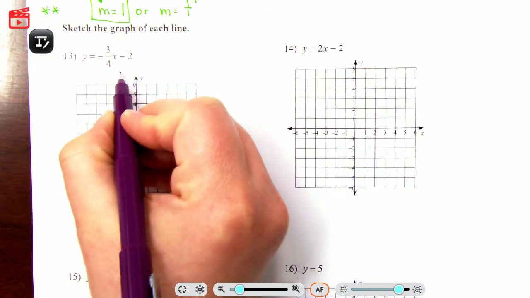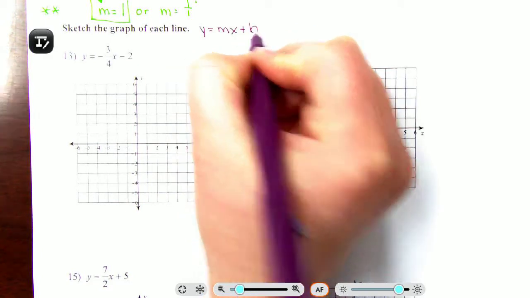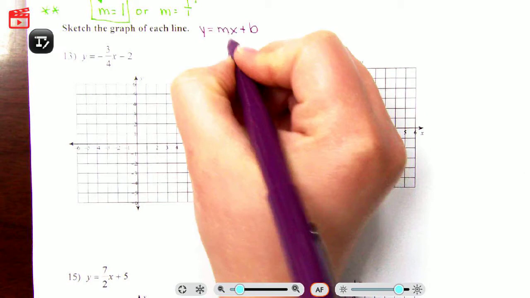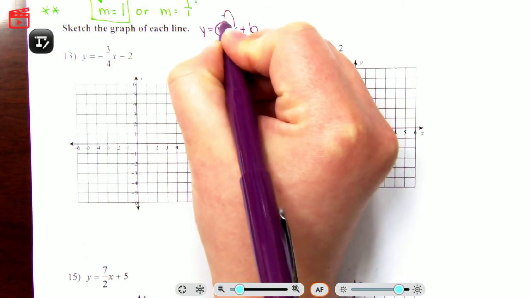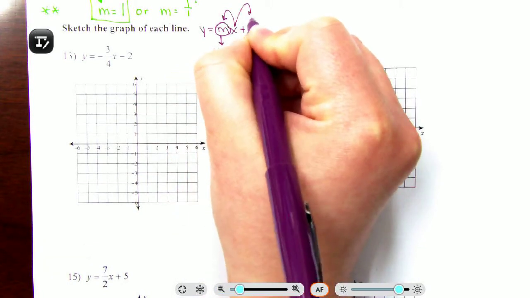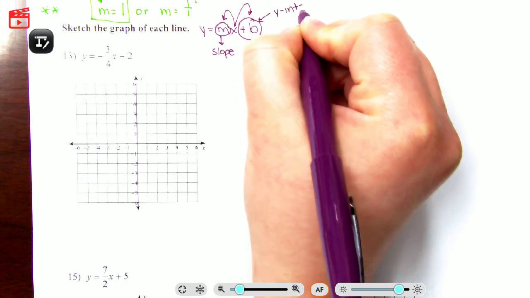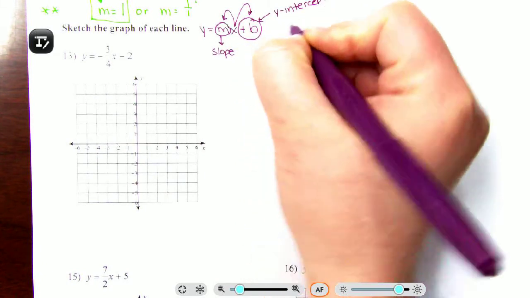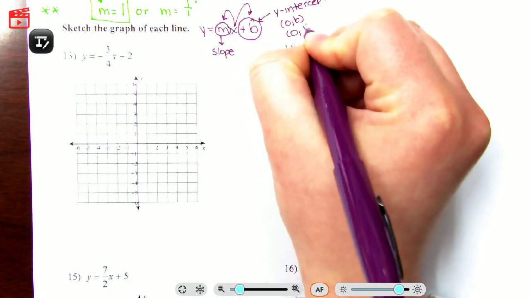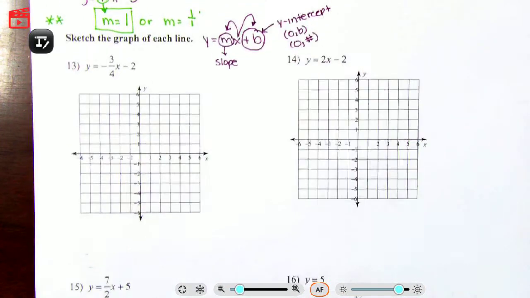And so the first thing I notice is that these are in y equals mx plus b form, which is also known as slope-intercept form. And the reason we call it slope-intercept is because the number in front of x is your slope. The number behind x with the sign is your y-intercept. Now remember that the y-intercept is a point, so it's (0, b) or (0, number). And so that's all you really need in order to graph. So we're going to do that.